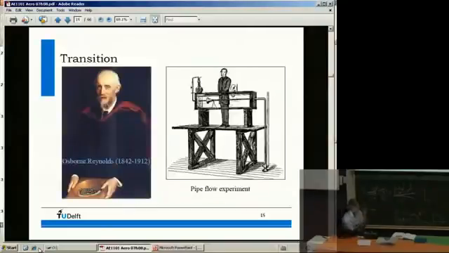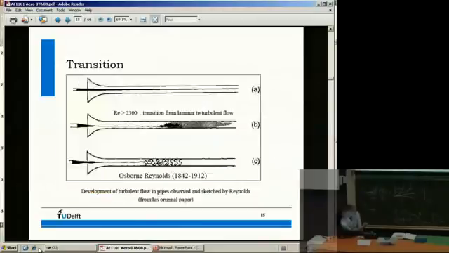So this is Mr. Reynolds, who did a very nice experiment showing transition in a water tunnel with dye. And there you can again see that for low Reynolds number, you have smooth flow throughout your pipe. If you increase your Reynolds number, at certain points you have transition to turbulent flow. And this is at the point where the critical Reynolds number is reached.